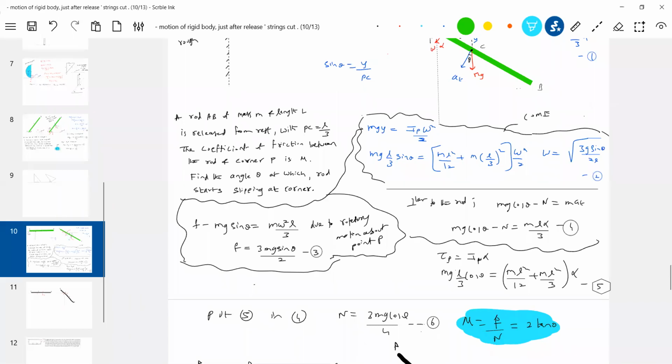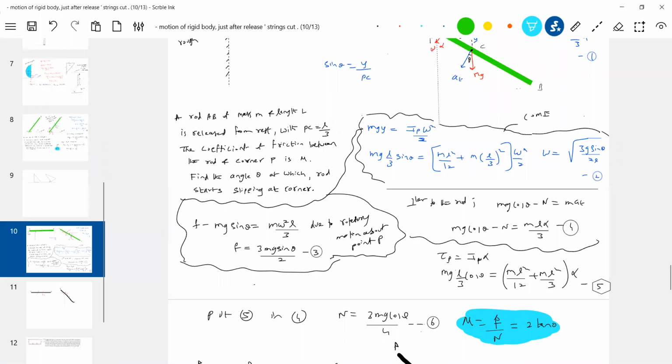Okay, fine. This is about mathematics. We got some answer. After rotating through what angle theta it will slip will determine the mu. So now, sir, for any rigid body, will we get this equation? No. This is a rod. If you take a triangular plate and release it, we'll get some other situation. So different rigid bodies differ.